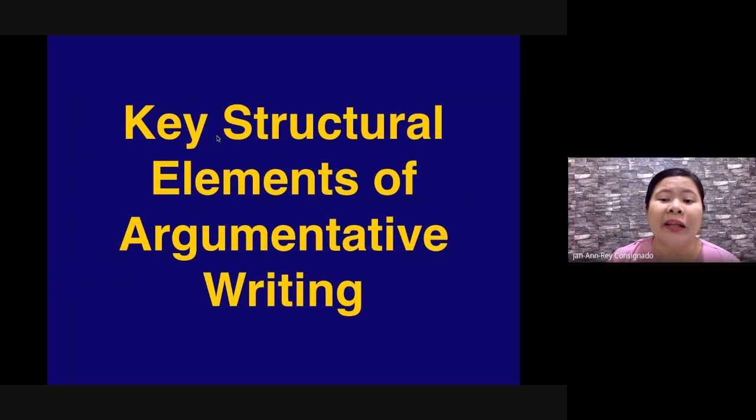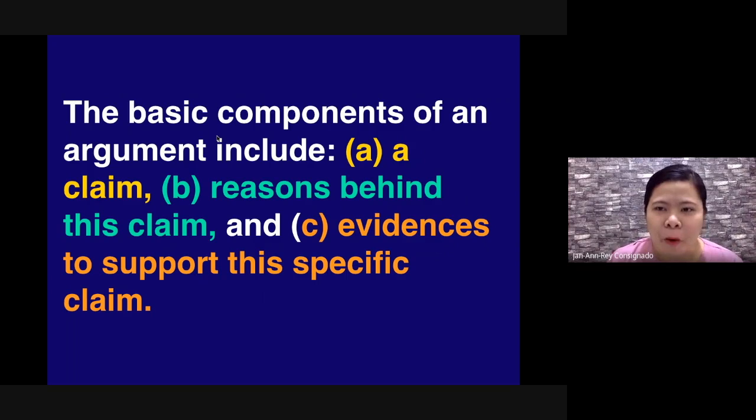Key structural elements of argumentative writing. The basic components of an argument include claim, reasons behind this claim, and evidences to support this specific claim. Don't forget these three basic components of an argument. Okay? Claim, reasons behind this claim, and evidences to support this specific claim.